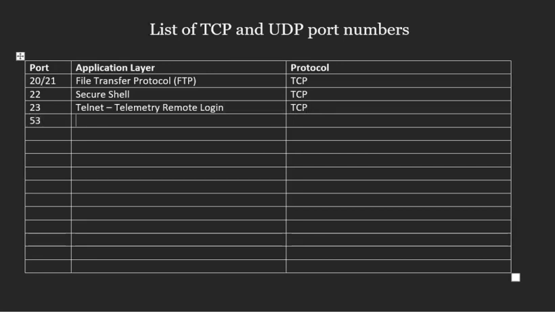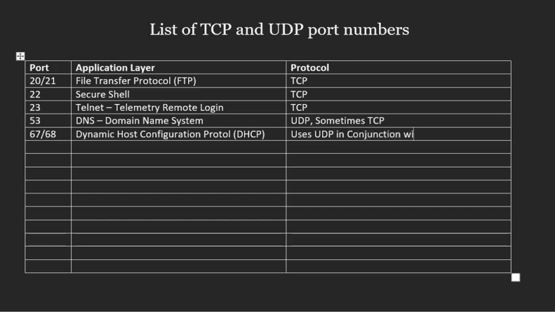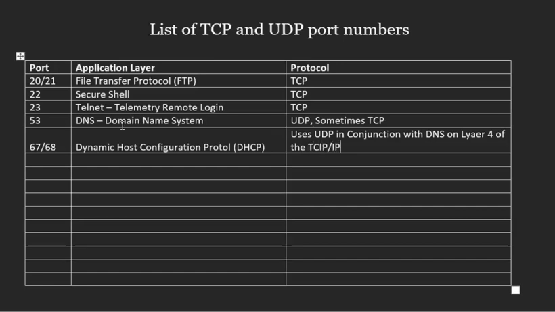Then we have port 53, which is DNS, the domain name system. Uses primarily UDP, but sometimes TCP. Next we have ports 67 and 68, which is used for dynamic host configuration protocol, DHCP, which uses UDP in conjunction with DNS on layer 4 of the TCP/IP model.